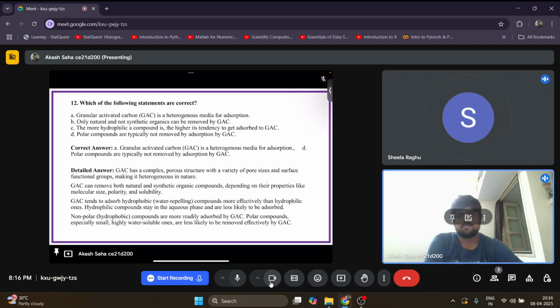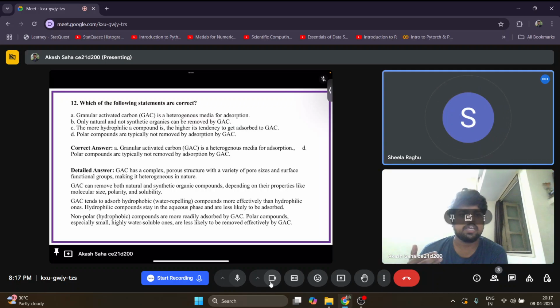Then it is talking about hydrophilicity. Whenever a compound is hydrophilic, hydro means water and philic means a tendency to like. So hydrophilic means water liking. If a compound is hydrophilic, then it will stay in water only. It will not get absorbed to GAC. So more the hydrophilicity, lesser will be the absorption capacity.